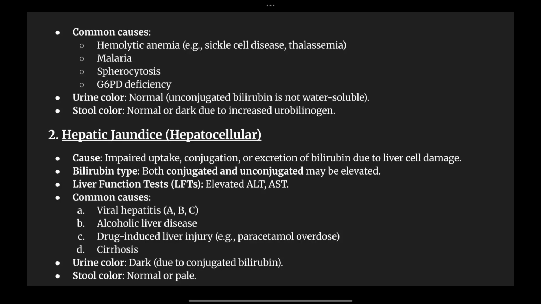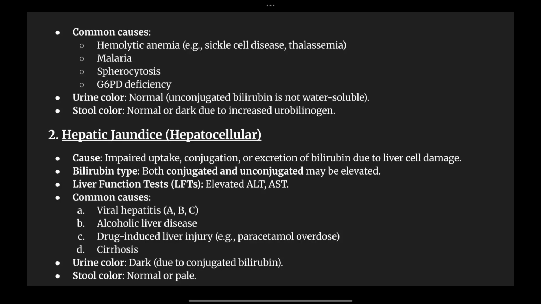Now, moving to the second type of jaundice, which is hepatic jaundice or hepatocellular jaundice. What are the causes for this? There is an impaired uptake, conjugation, or excretion of bilirubin due to the damage of the liver cells. So there is damage of liver cells, which is causing impaired uptake, which is the taking up of the bilirubin, or production of the bilirubin, or excretion of the bilirubin through the liver cells. That is what you have to know.